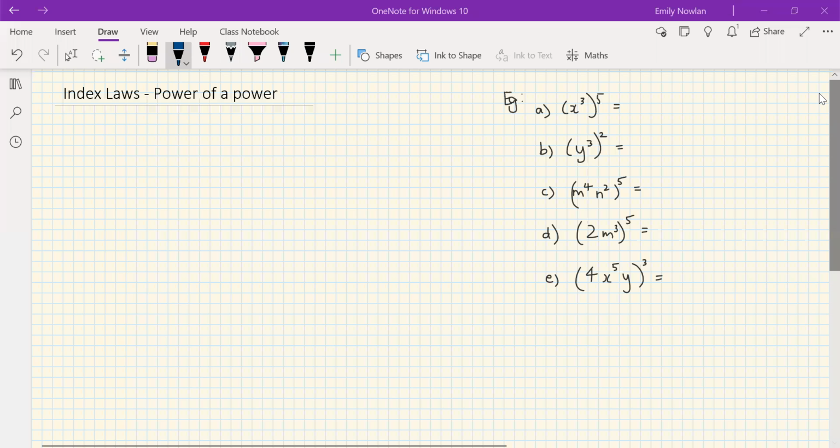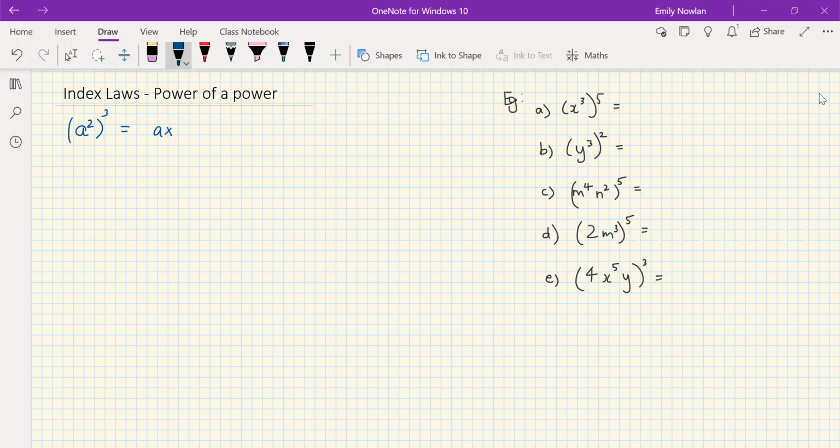Hello, everyone. Next law is the power of a power law. So this would look like something like this. If I had a squared all to the power of 3, what does this mean? That means a squared times by itself 3 times.